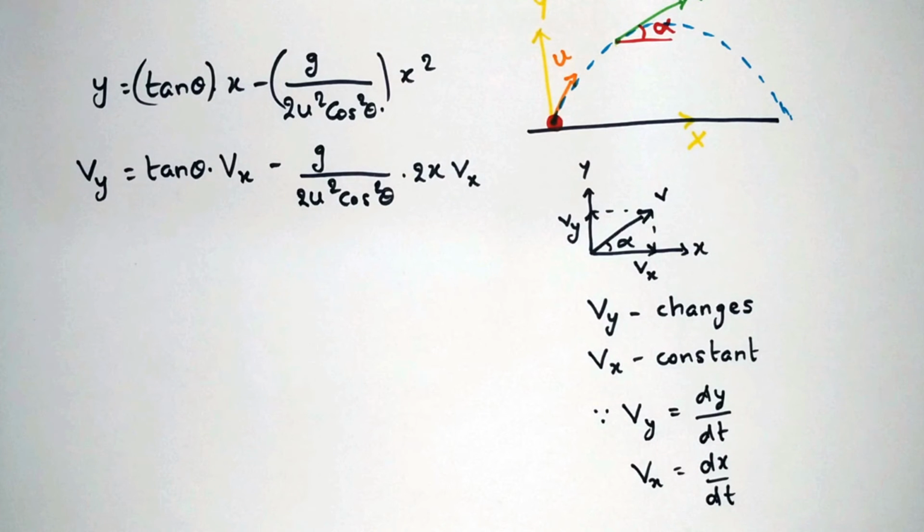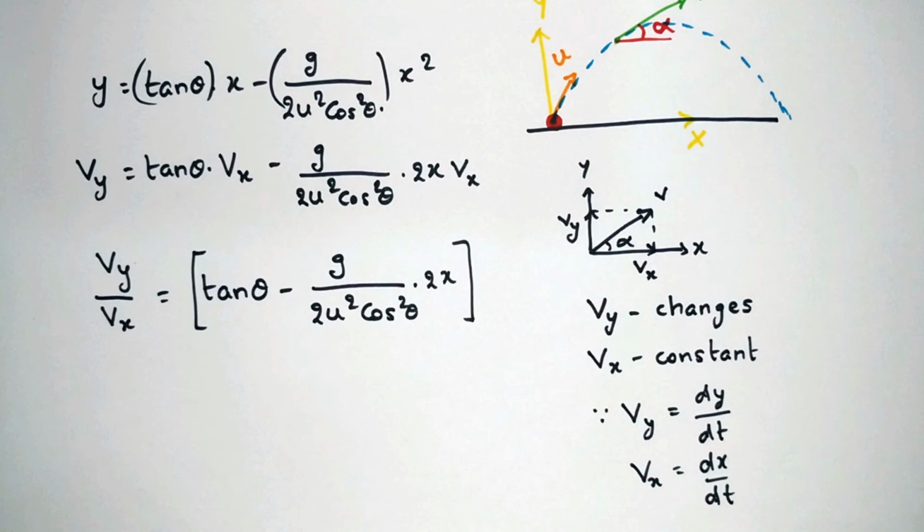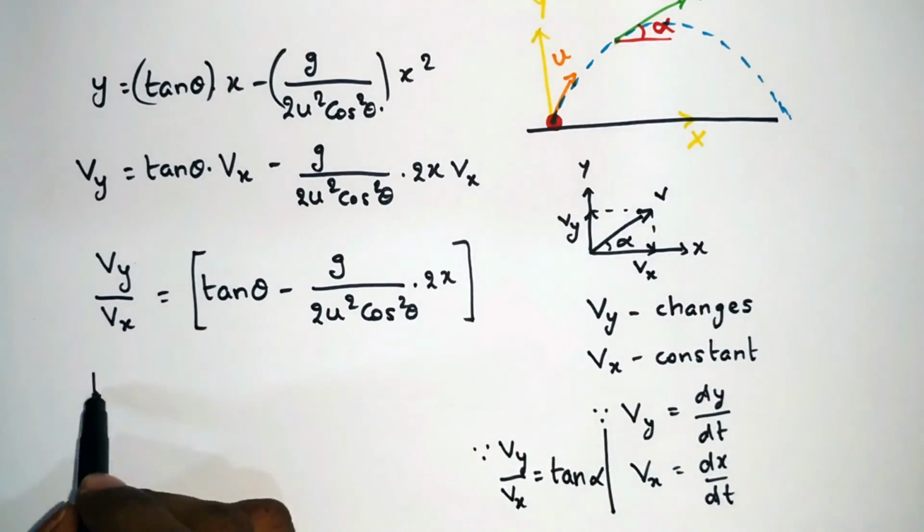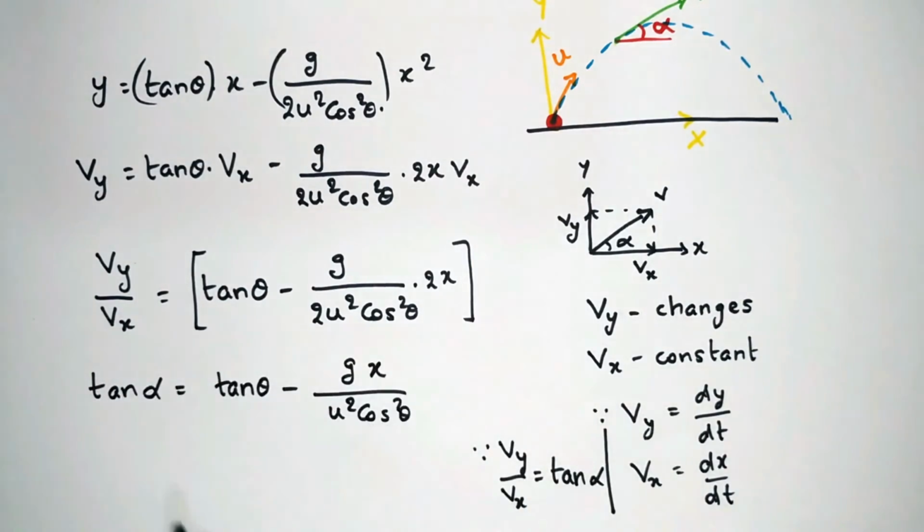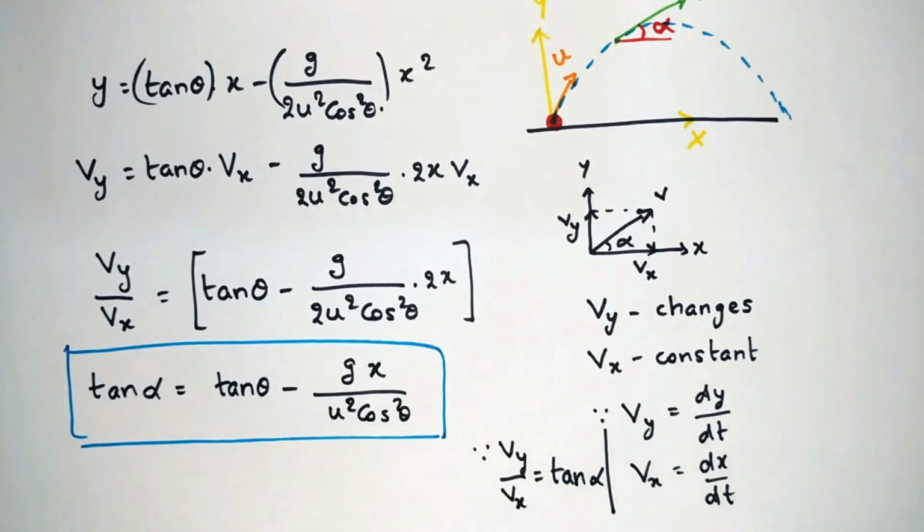We can rewrite this equation to find vy by vx. And since we know vy by vx is equal to tan alpha, we can write tan alpha equal to tan theta minus gx by u square cos square theta. And this equation can be used to find the angle made by the velocity with x-axis at any point.